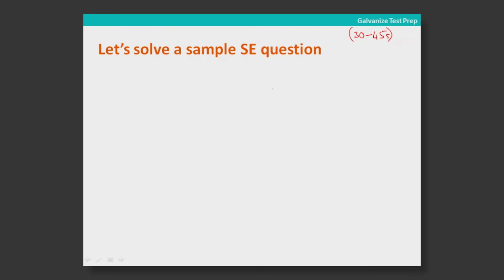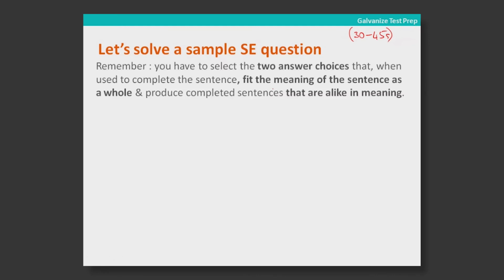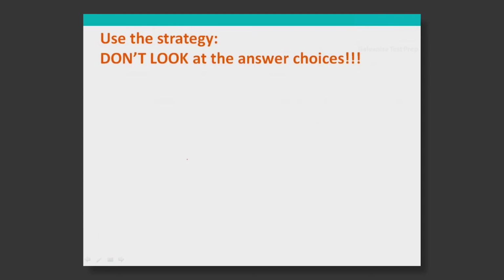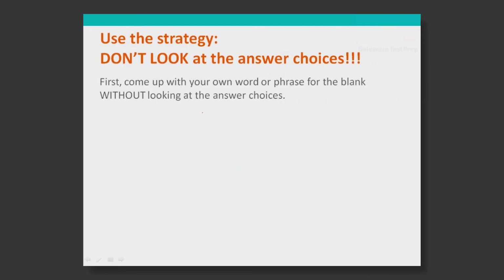Now let's take a look at a sample SE question. This is what it would look like. Remember, 2 correct answer choices that fit the meaning of the sentence as a whole, and they have to be alike in meaning. All right, this is what the question would look like. Again, not 5 answer choices, but 6 answer choices. Again, to reiterate the strategy, you need to not look at the answer choices. They're even more confusing with SE questions because there's more and they're all meant to trap you. All right, so what you need to do is come up with your own word or phrase based on the clues without looking at the choices.